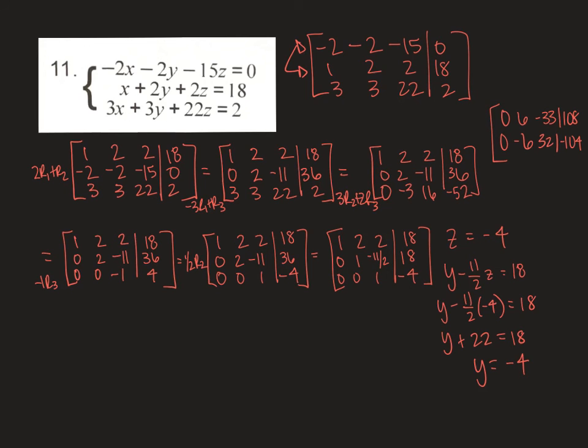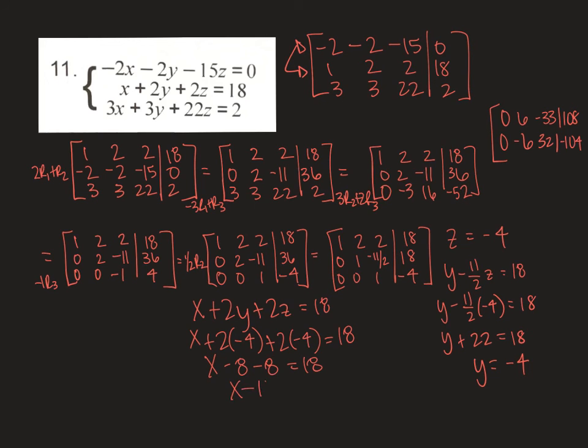And now I'm going to plug that into my first row. So x plus 2y plus 2z equals 18. So 2 times negative 4 plus 2 times negative 4 equals 18. Negative 4 times 2 is going to give me negative 8 for both of those, which is going to give me 34 for x. And as always, an ordered triple.